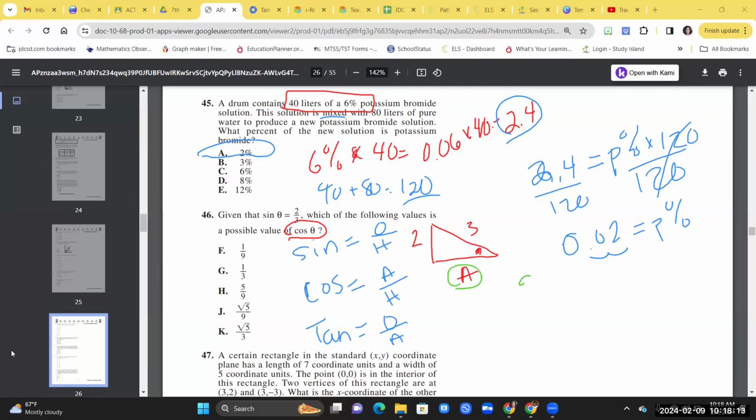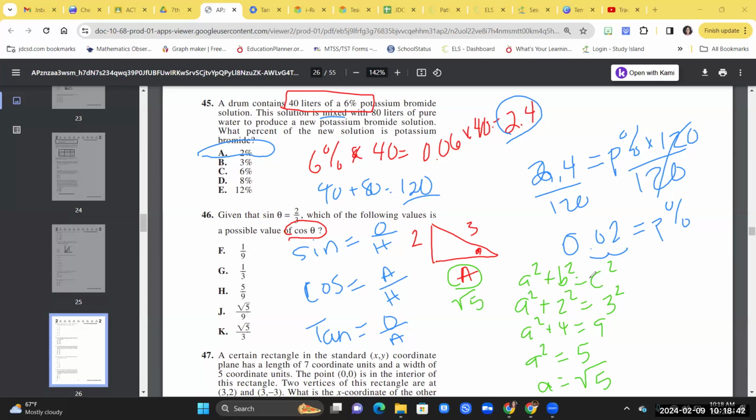All right, triangles are solved with a squared plus b squared equals c squared. So we have a squared, the value we're looking for, plus 2 squared equals our hypotenuse, which is 3 squared. A squared plus 4 equals 9. Subtract 4 on both sides. A squared equals 5. To get rid of the square, you take the square root. So A is equal to the square root of 5.